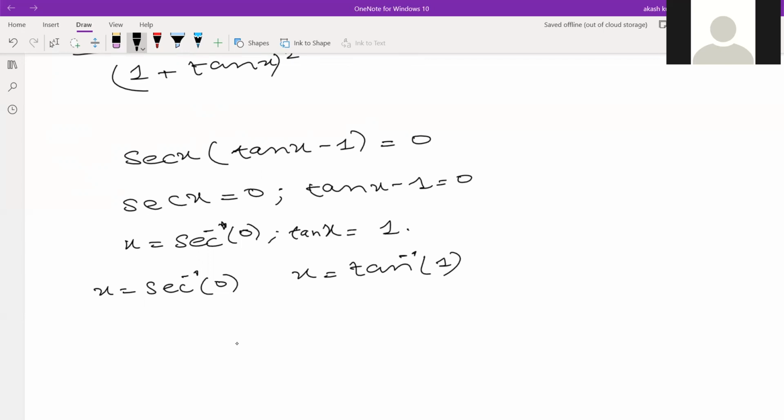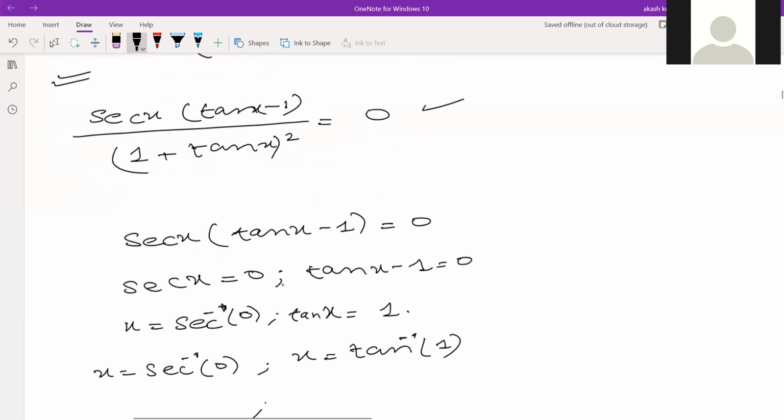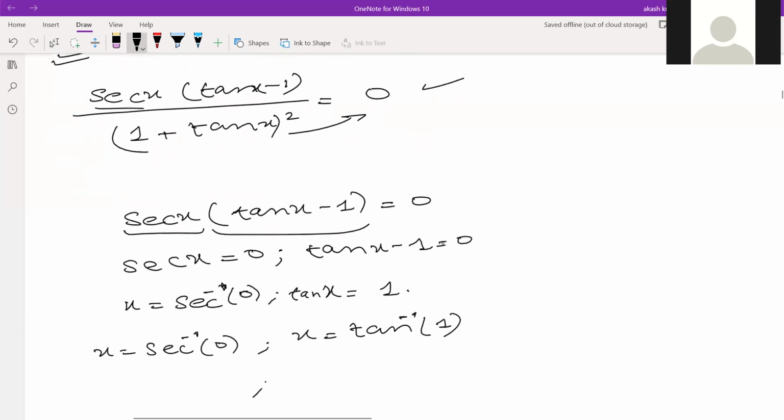Okay, are these identities I have to memorize? These are not the identities. When you multiply it, it will be 0. Now you are left with only sec x tan x minus 1 equals 0. You just equate the 0 with each, because there are two functions. So sec x equals 0, tan x minus 1 equals 0, because we have to find out the x values.